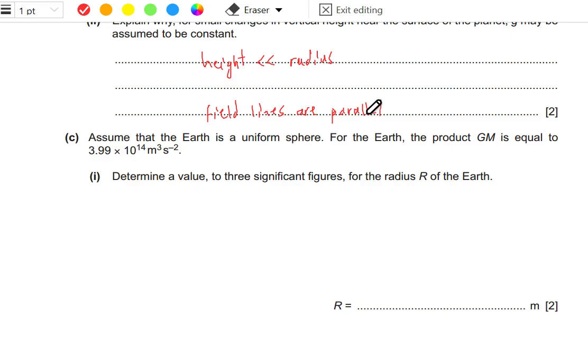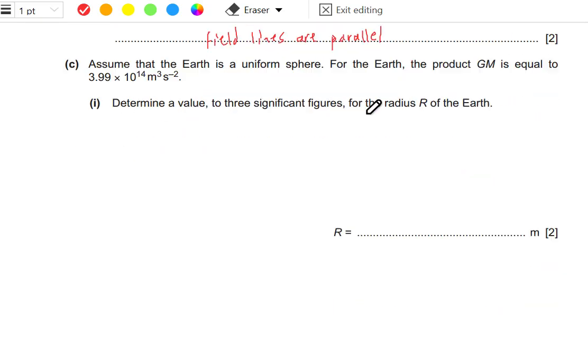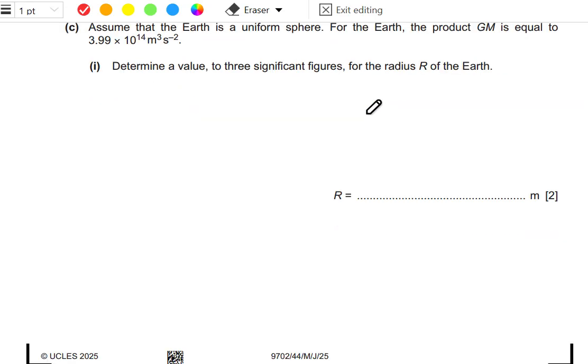Assume the Earth is a uniform sphere. For the Earth, the product Gm is equal to 3.99 times 10 to 14. Determine a value to 3 significant figures for the radius of the Earth. g for Earth is equal to 9.81. g is equal to Gm over x squared. x here will be R, so it is R squared.